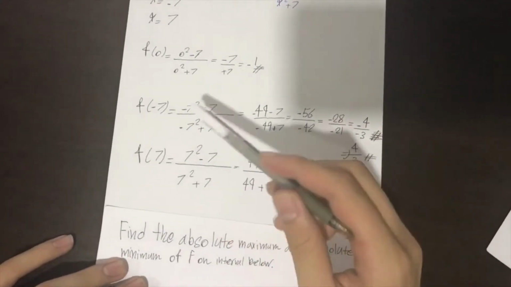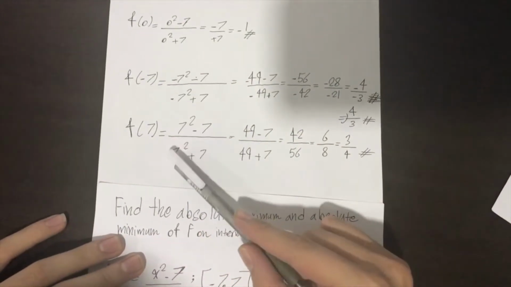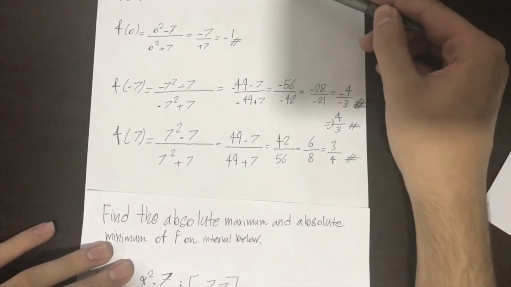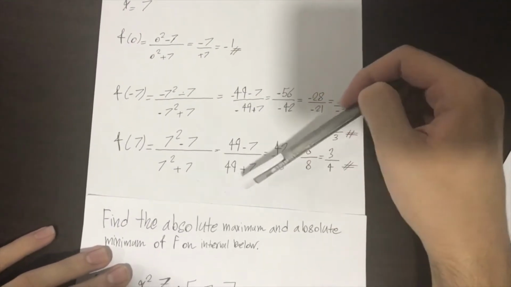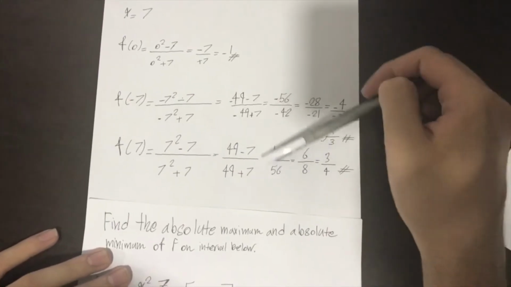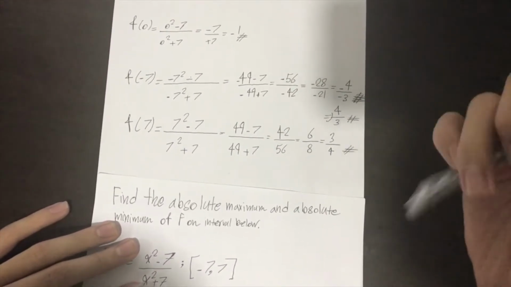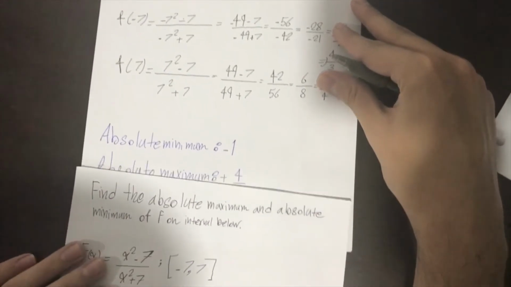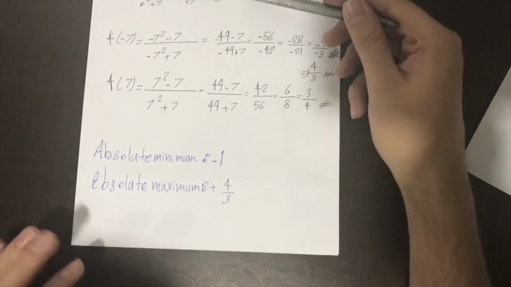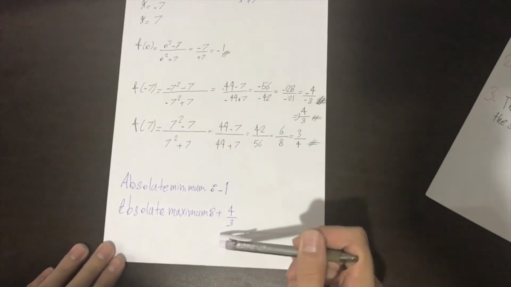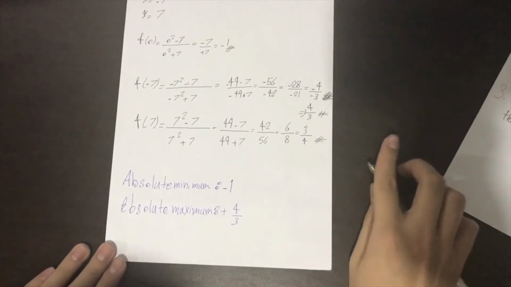And then we will put the 7 into the original equation as it is, 7 in x, and same thing as all the steps are shown. And we simplify it and we get 3 over 4. So our absolute minimum is negative 1, our smallest number, and our largest number is 4 over 3, so it's our absolute maximum.